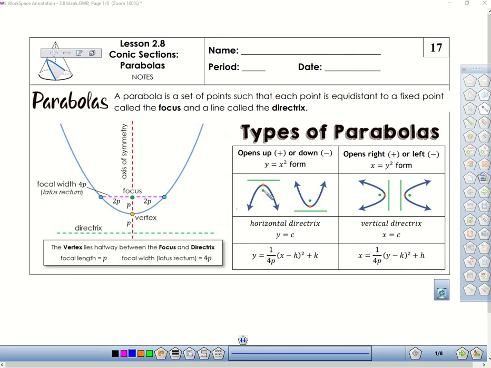The focus always stays inside the quadratic, and the directrix is always outside of the quadratic. So the directrix is this green line right here, and the focus is this green dot. So see how it always stays inside the parabola, and then the directrix is always outside of the parabola. And the distance from the focus to the vertex and the directrix to the vertex are equivalent, and they're known as the letter P. So like I said, there are 4 types. We can either open downward, upward, to the left, or to the right.